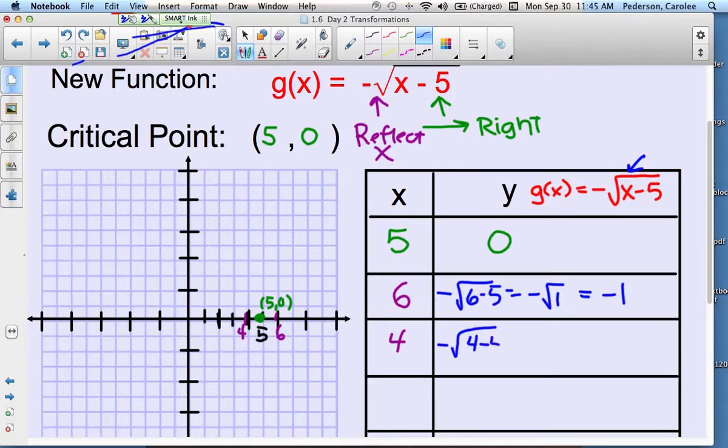Go down and do the 4. So 4 minus 5 is negative 1. Square root of negative 1 does not exist. There is a problem as we move to the left on the x-axis. 4, 3, 2, 1, 0. All of those do not exist because you can't take a square root of a negative number. It becomes imaginary. So we're not going to try any more numbers to the left of that critical point (5, 0). So let's graph now the ordered pair (6, -1).